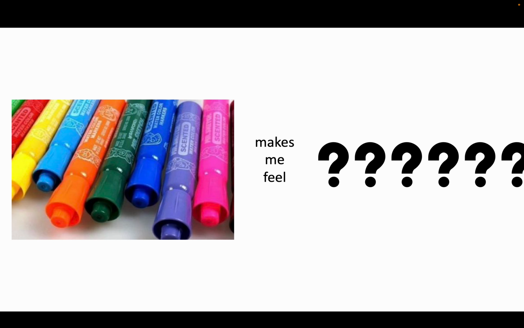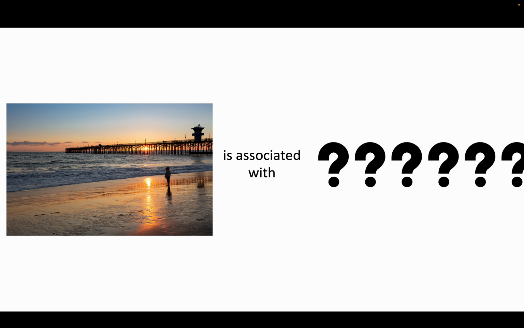How about these markers? What do these markers make you feel? Perhaps nostalgia. These were very popular when I was in elementary school. Maybe you feel repulsed because you smelled them so much that you got sick from these scented markers. How about sunset at a beach? Does that remind you of a fun vacation with your family? Or does it remind you of a fight you got into with somebody during sunset at the beach? I don't know. It depends on the person. That's one key difference. Denotation is what something means for everybody. Connotation is what something means for individual people that's different from others.